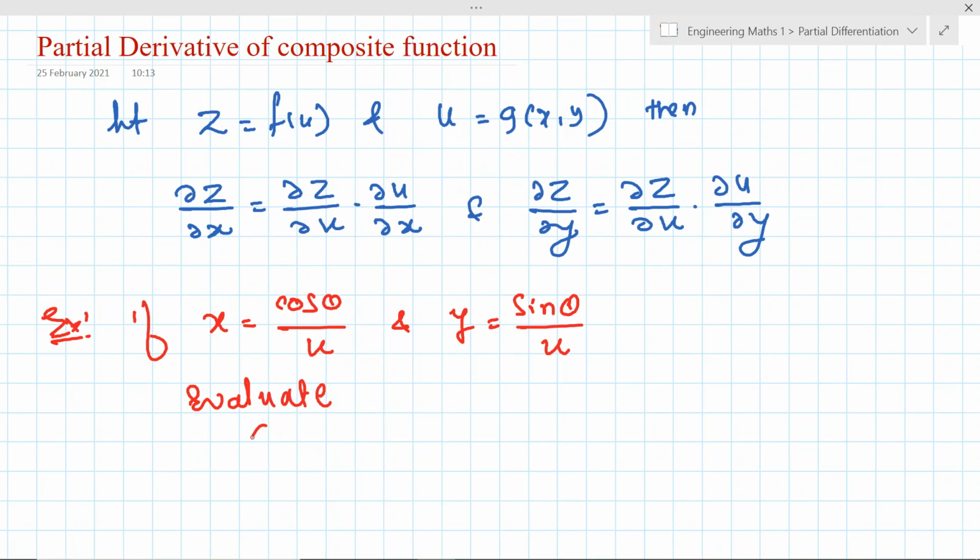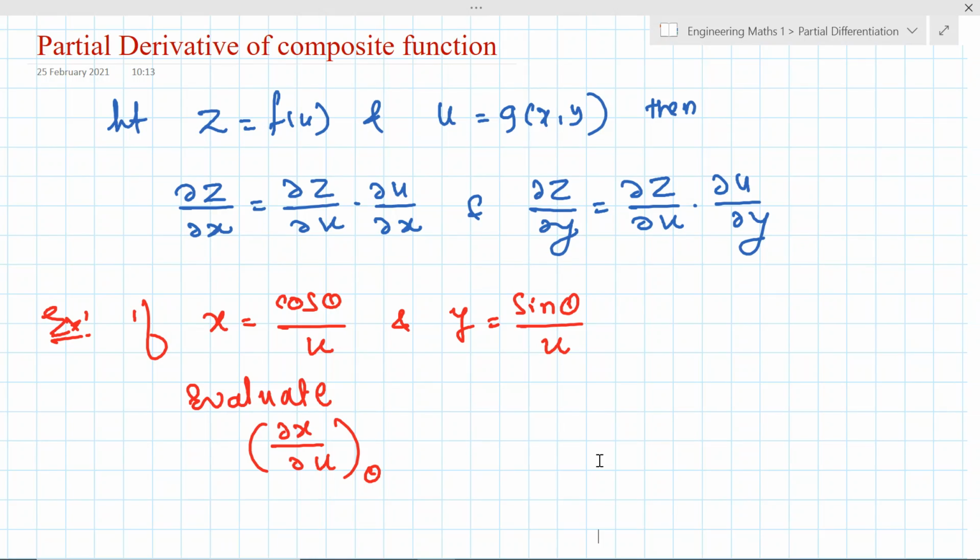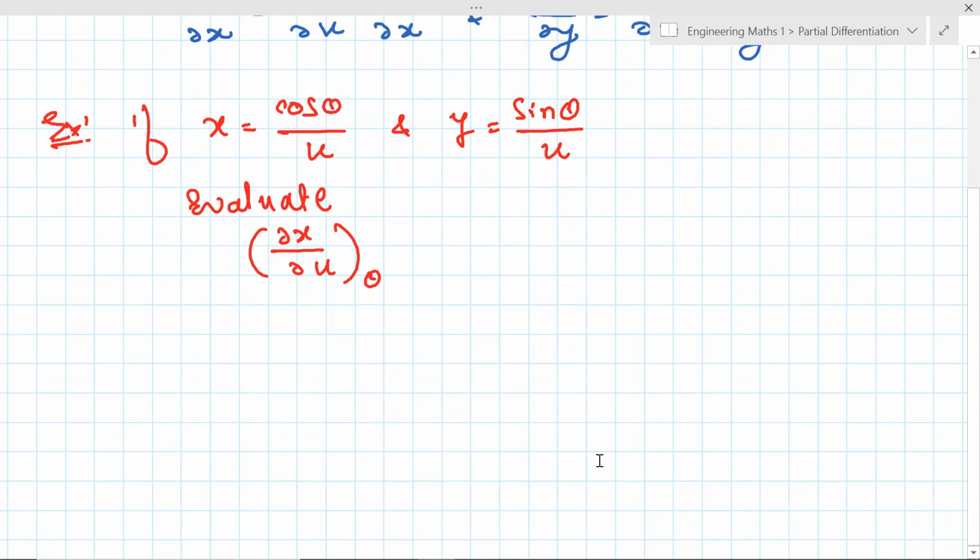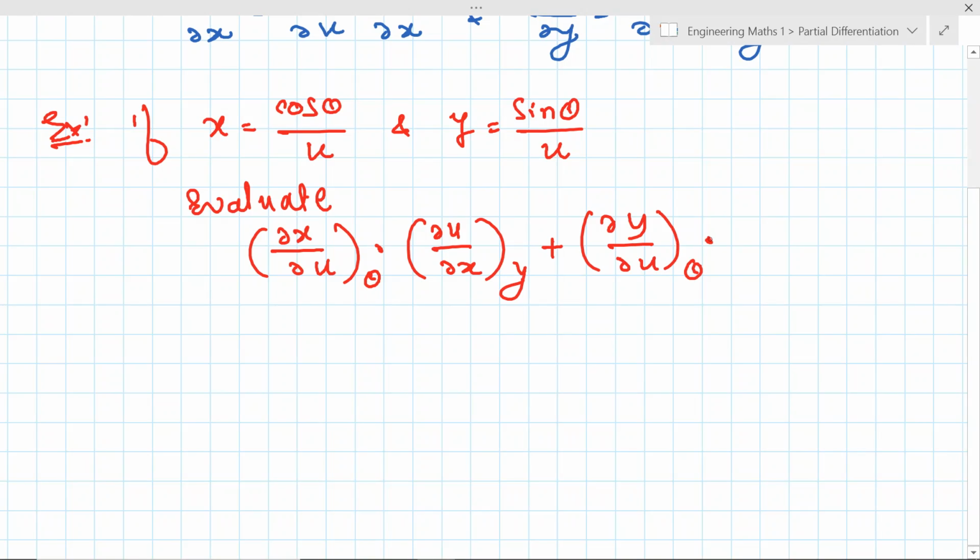What we need to evaluate is ∂x/∂u with suffix theta. What does it mean? It means treat theta as a constant. The meaning of suffix theta is nothing but, while finding the partial derivative of x with respect to u, treat theta as a constant, into ∂u/∂x, sorry, ∂u/∂x treating y constant, plus ∂y/∂u treating theta constant, into ∂u/∂y treating x as a constant. So we need to find this.